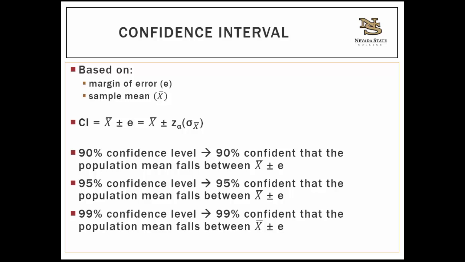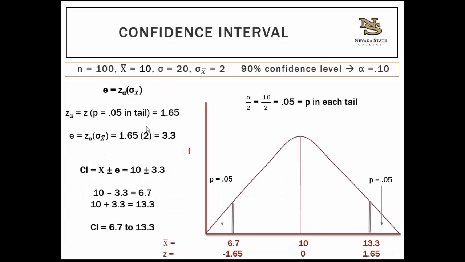Okay, enough about abstract concepts. Let's go ahead and take a look at some examples. Here's an example looking at a 90% confidence interval when we have a sample size of 100, a sample mean of 10, and a population standard deviation of 20. Based on this information I know my standard error is 2, because the standard error is equal to the standard deviation divided by the square root of my sample size.